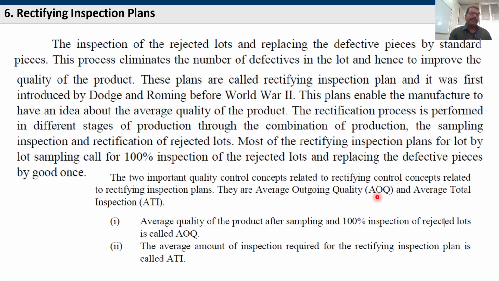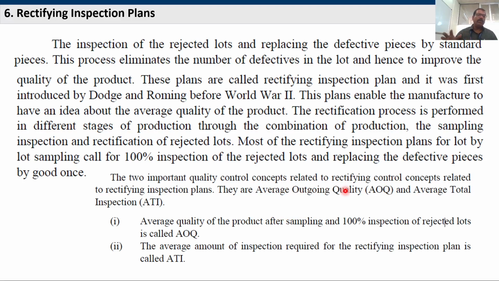For example, 90% accepted, 10% rejected. Otherwise, 3% defective, 97% non-defective, like that. So that 3% defective is there after your acceptance sampling. What you do, that particular 3%, maybe some numbers, replace with the standard component, and again you do inspection, then you will be accepting that. So that is 100% inspection of rejected lots. So this combination of the two is called average outgoing quality.